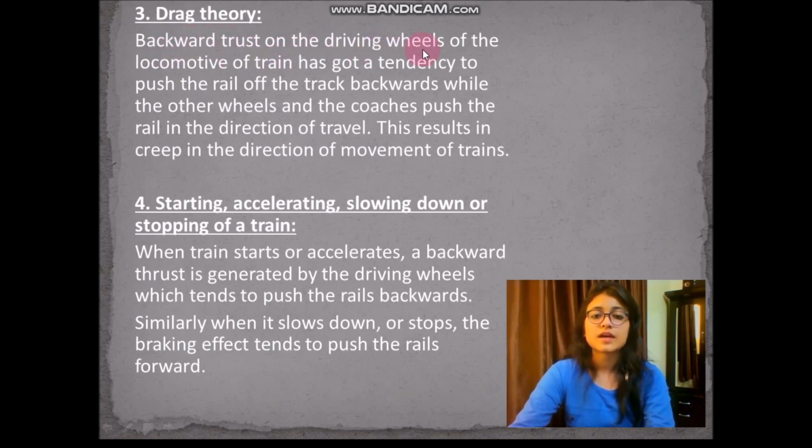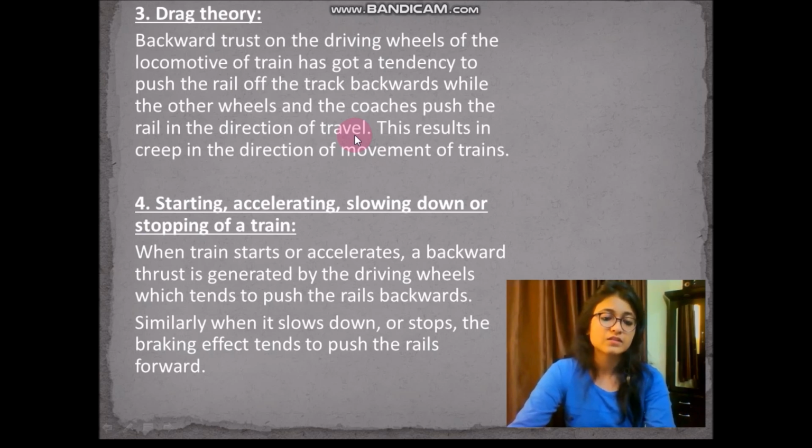Backward thrust on the driving wheels of the locomotive of a train has a tendency to push the rail off the track backwards. So the driving wheels, the main wheels, have a tendency to push the rails backward, while the other wheels and the coaches push the rail in the direction of travel. The other wheels and coaches try to push the rail towards the direction of their movement, meaning in the forward direction.